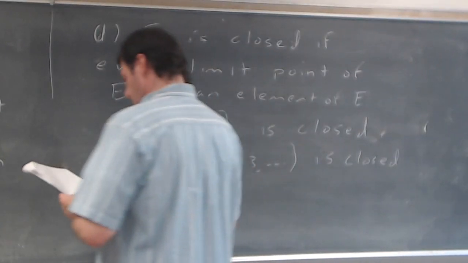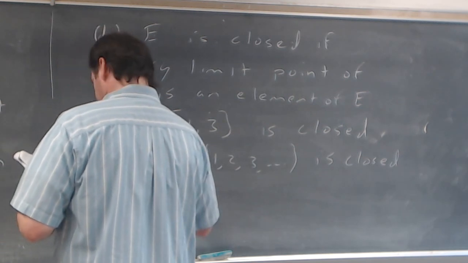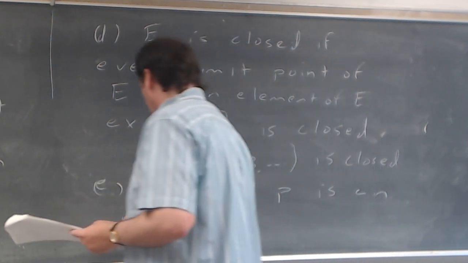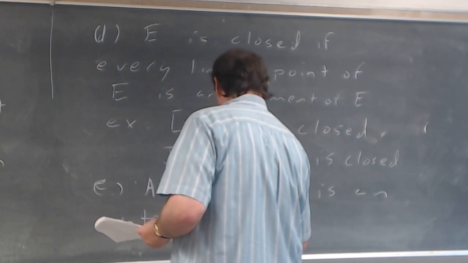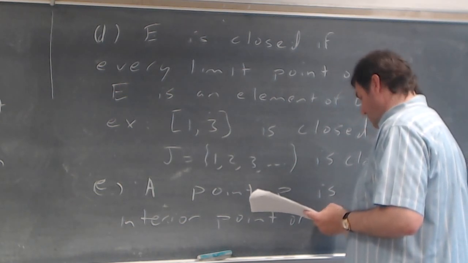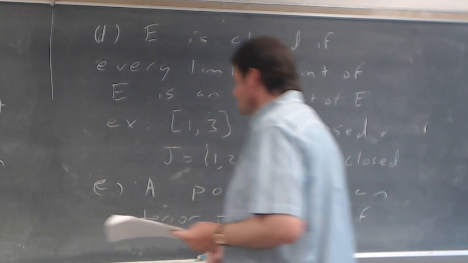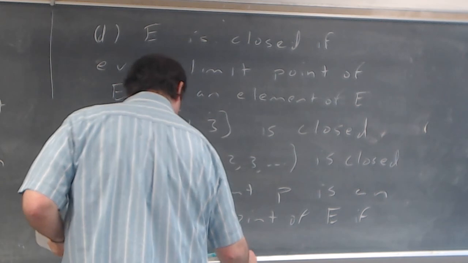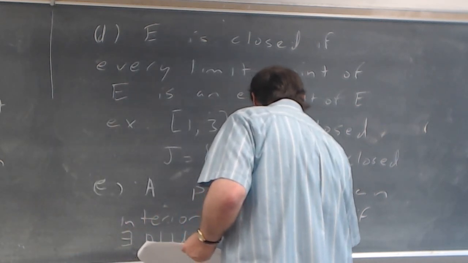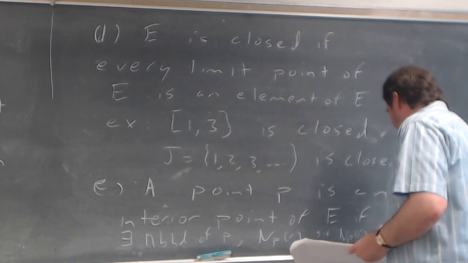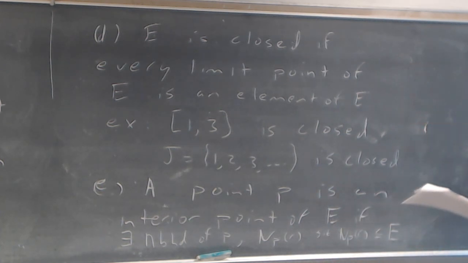Okay, another definition: a point P is an interior point of a set E if there exists a neighborhood of P, let's call it N sub r of P, so there's some positive radius here, such that N sub r of P is a subset of E. An example of this.